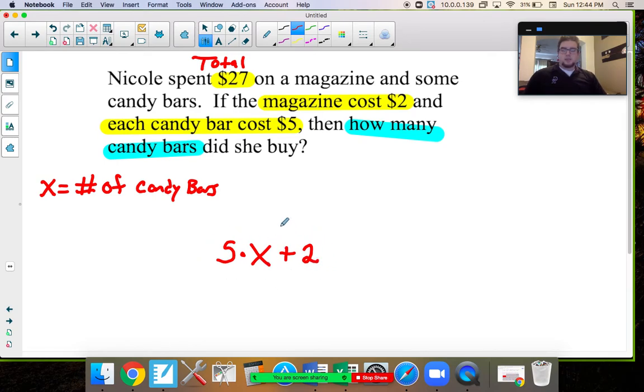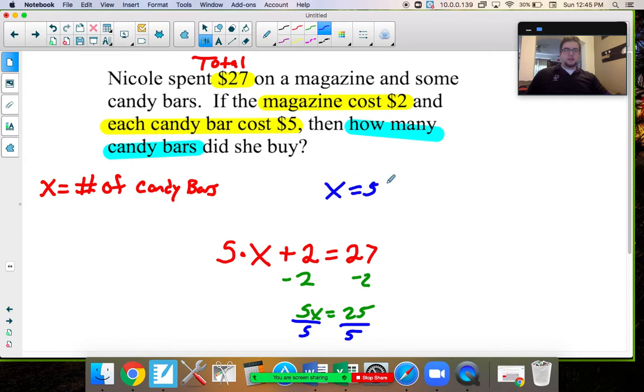So here's what she spent her money on. Now, how much did she spend is our total of 27. So there's our setup. We use the 5 with the candy bars. Notice that the 5 even mentions the candy bar, so it's connected to the candy bars. The magazine was its standalone price, so it stands alone, and it equals our total. To solve it, we subtract 2 from both sides. We get 5x equals 25. We divide both sides by 5. And so we get an answer of x equals 5. Well, 5 what? Candy bars. She bought 5 candy bars in this story.